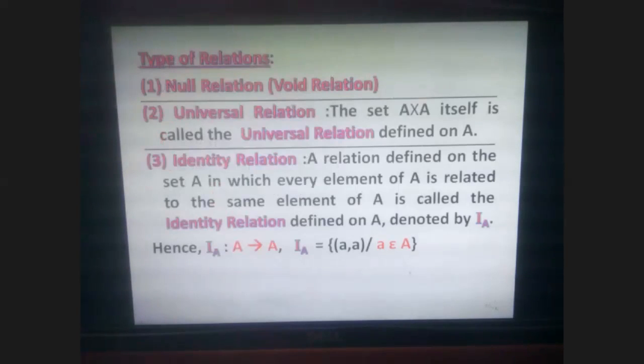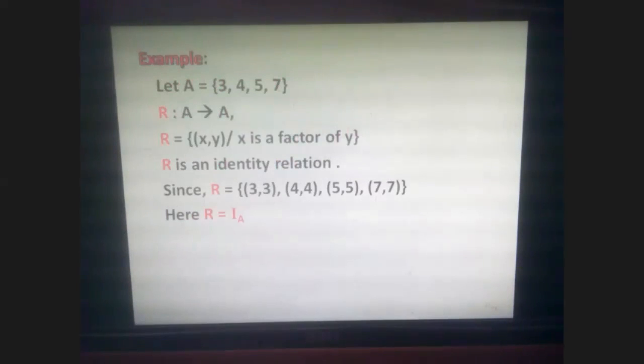So the three kinds of relation: one is null relation, containing no element; universal relation, which contains all possible elements; and identity relation, a relation defined on a set where every element of A is related to the same element of A, and we denote it by I_A. Okay, example here. Are you getting along?